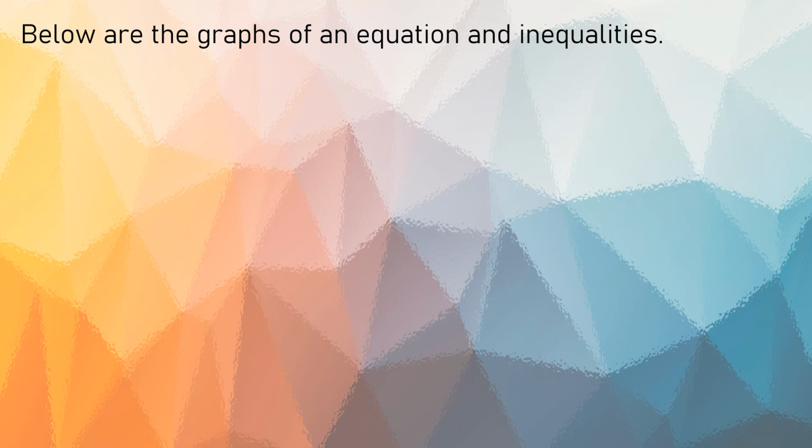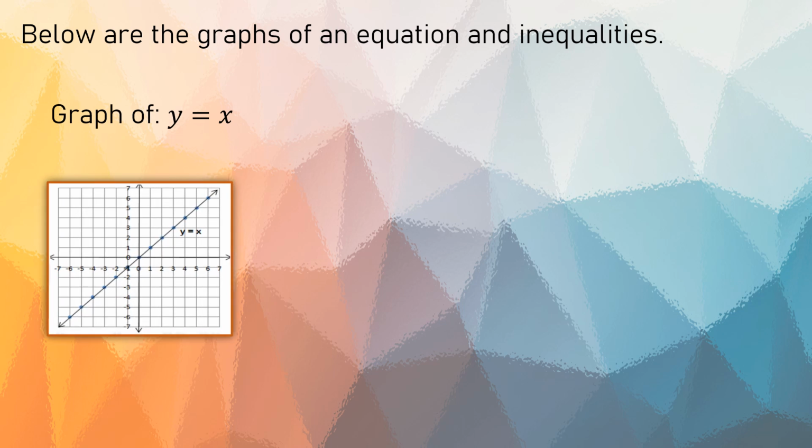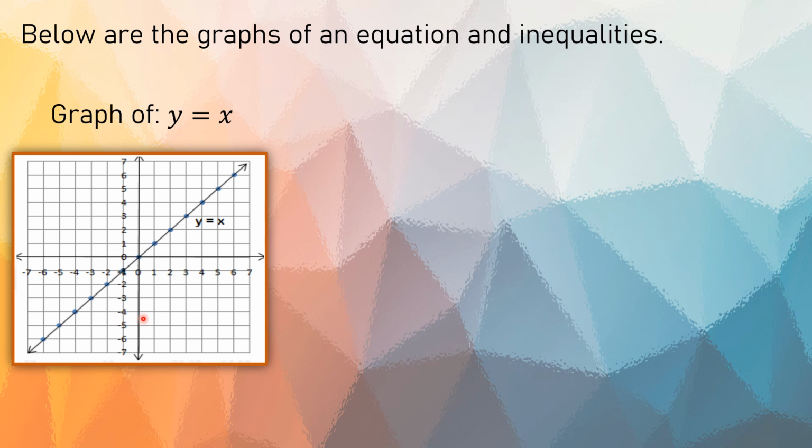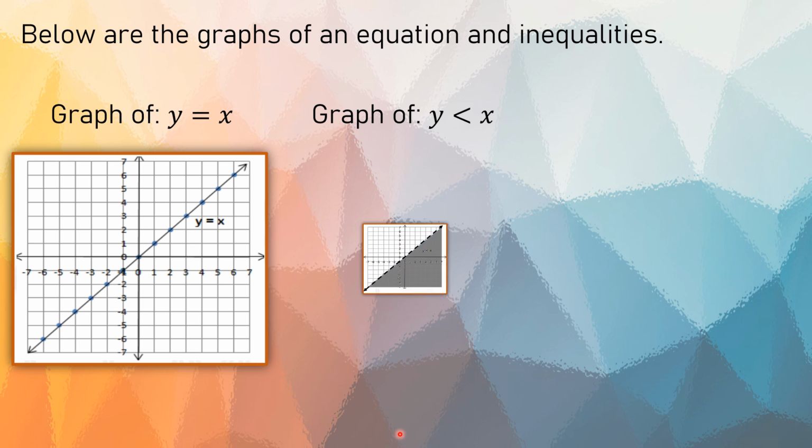Below are the graphs of an equation and inequalities. So we have the graph of y is equal to x. So we have the given graph. As you can see, kapag sinabing y is equal to x, the values of y and x are equal. And since ang ginamit dito na symbol ay equal sign, ibig sabihin, wala tayong ilalagay na any shaded part sa graph.